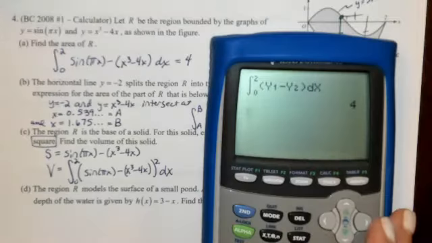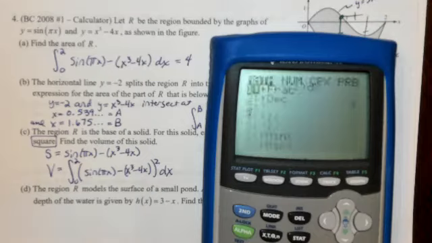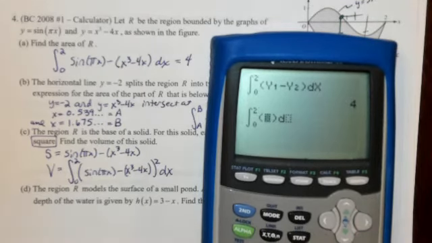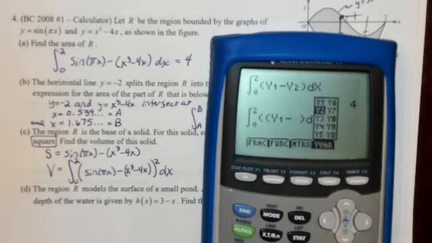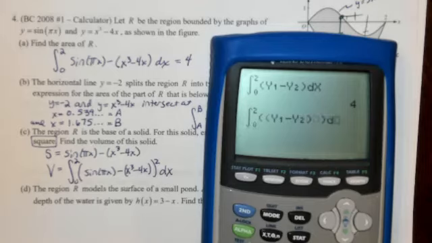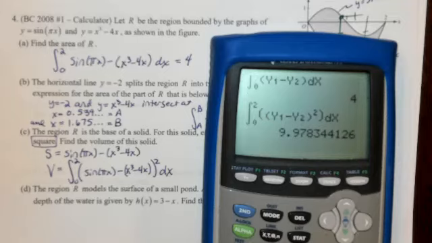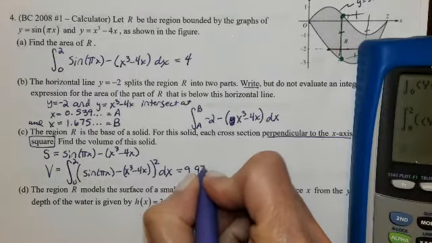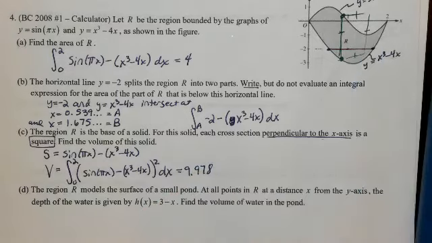So back to my calculator. Get that focused. Okay, I have math 9, 0 to 2. And I'm squaring this, so parentheses y1 minus y2, close parentheses, square with respect to x. And I get 9.978 rounded to 3 decimal places. And that's it. Okay.